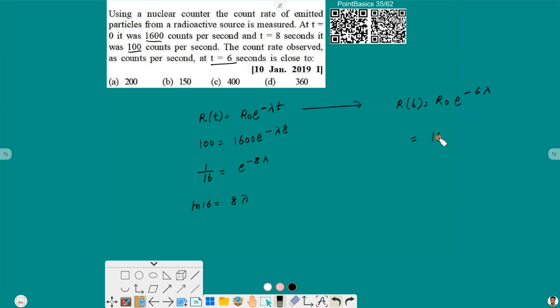R node is 1600, and I will put in the value of lambda. So from this, lambda is ln 16 by 8. So e raised to power minus 6 into ln 16 by 8. Now what I can do is slightly modify this part.